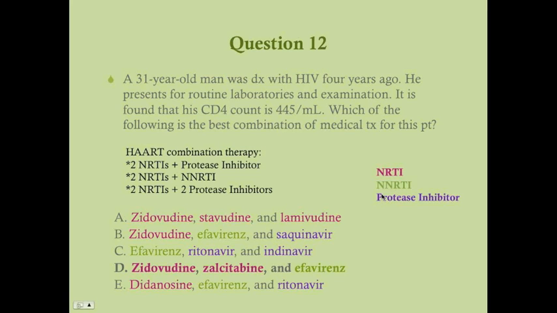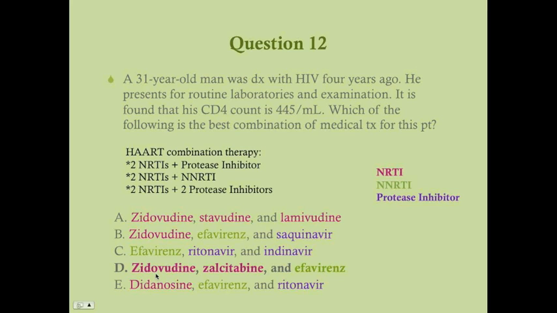So zidovudine, stavudine, and lamivudine are all NRTIs, so that doesn't work. Zidovudine, efavirenz, and saquinavir are 1 of each, so that doesn't work. We have to have 2 NRTIs, so that basically gets rid of B and E and C. And then A is gotten rid of because that's 3 NRTIs. We can't have that. And D is 2 NRTIs and 1 NNRTI.